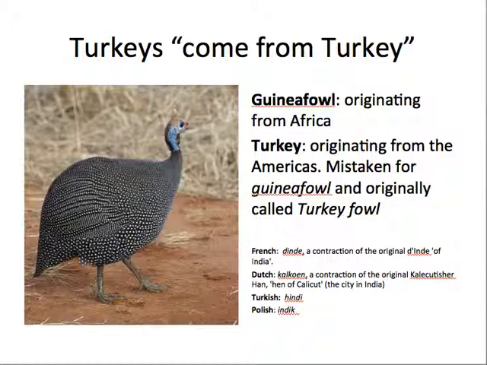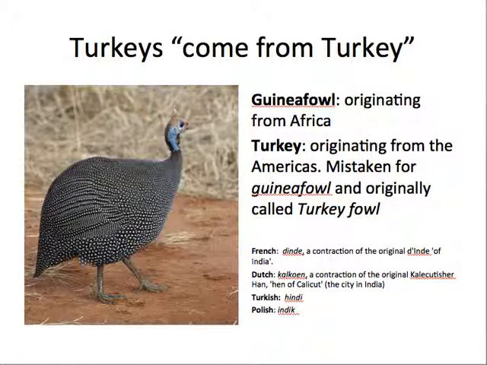It's very interesting if you look at some other words like this in other languages, you get this similar naming convention. So in French, dinde, the French word for turkey, is a contraction of the original from India, dinde, of India. And you can see it the same as well in the Polish word Indyk, meaning coming from India. So the trading convention was that these particular birds, the guineafowl, came from this part of the world, and so this is how it was named.